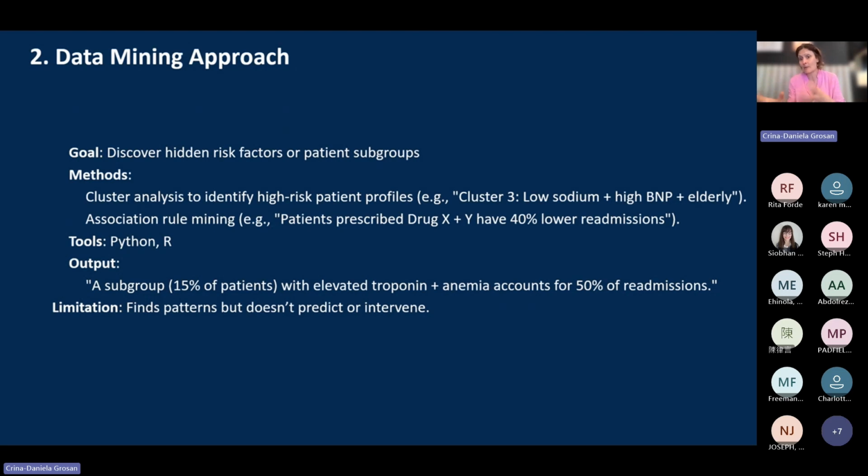So for instance, let's say you get more clusters. One of the clusters, which is cluster 3, puts together patients with low sodium and high BNP and elderly. You could find some association rule mining, like patients prescribed drug X and drug Y have 40% lower readmissions. Now, we need to move beyond the simple tools if we want to get these outcomes, and use programming languages.